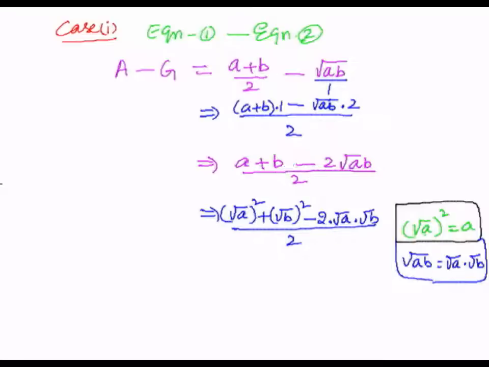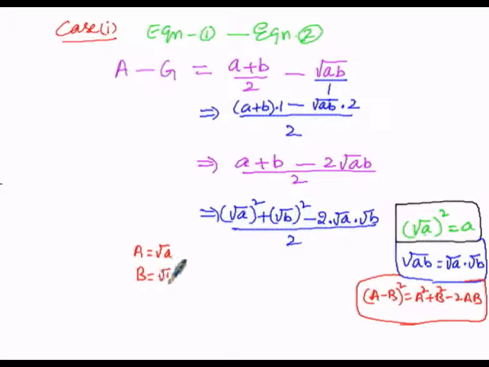Now when we assume root A as a and root B as b, we get a square plus b square minus 2 into a into b. According to that special product, (a minus b) whole square is equal to a square plus b square minus 2ab. Here, when a is replaced by root A and b is replaced by root B, at a equals root A and b equals root B, we can write it in the form of a square plus b square minus 2ab.